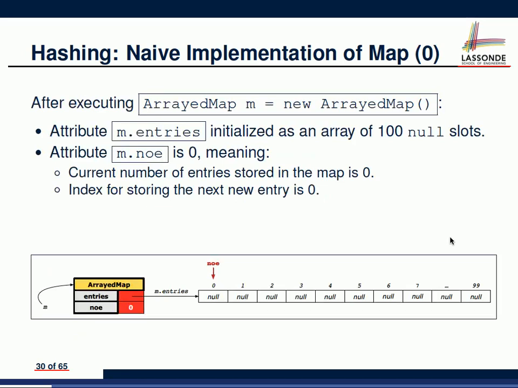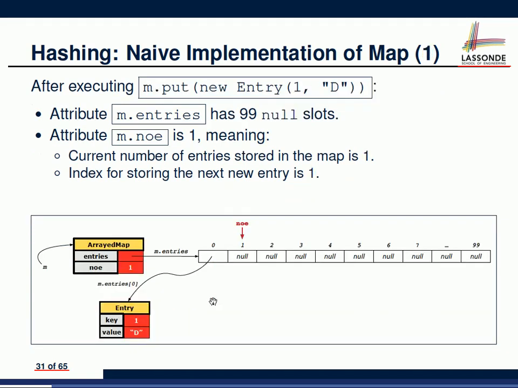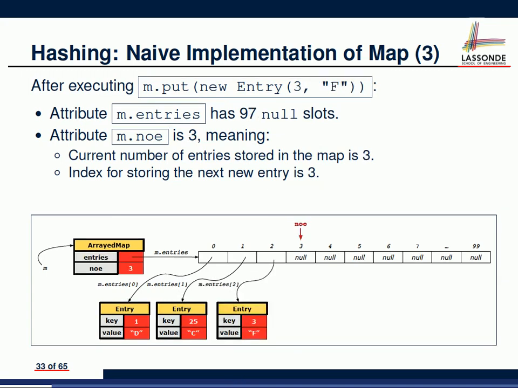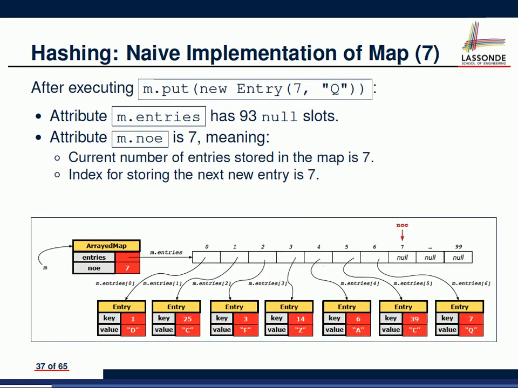I'm going to show you once. Let's say in the beginning, we have NOE pointing to value 0. That means the next available slot will be index 0. If we try to add in the first entry, NOE is going to be incremented to 1, right? If I add in the second entry, NOE goes to the right. Third one, 4, 5, 6, 7.